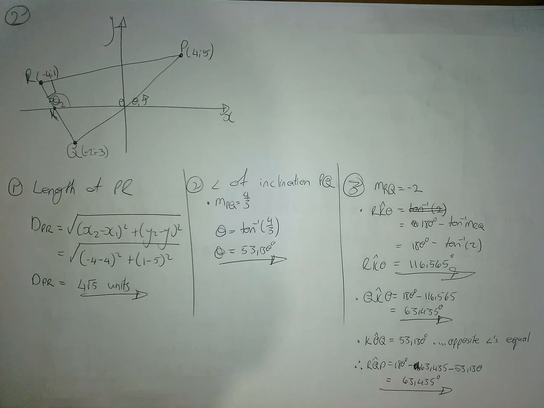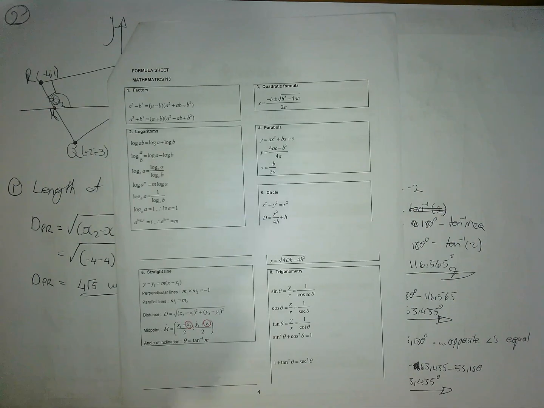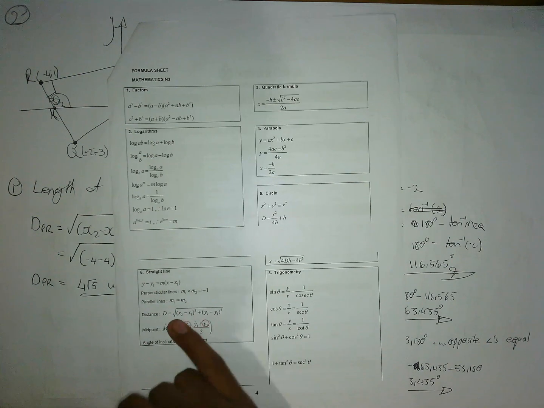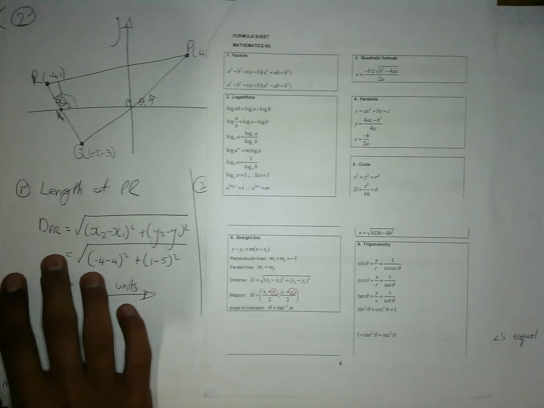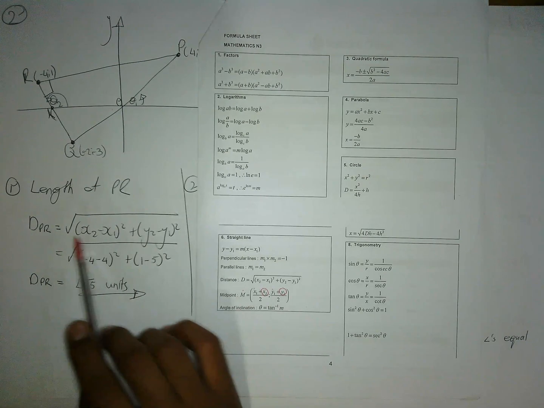Next one is this one. It's quite straightforward. The drawing is straightforward. There's no extra things or anything. First question is saying, determine the length of PR. Leave your answer in surd form. So I look at my formula sheet and I look which formula will give me the length. And I see, okay, yeah, it's the one here with the big square root. So all I do is I write down my formula and I substitute in.